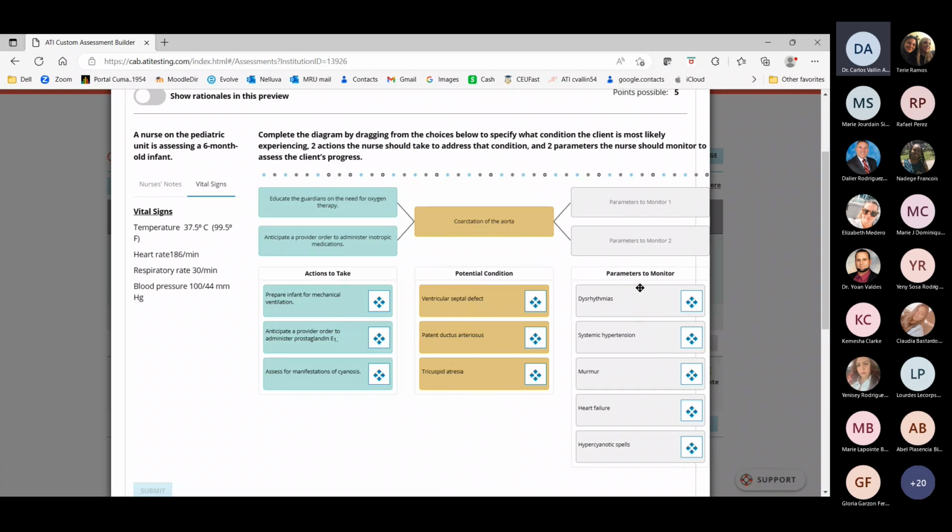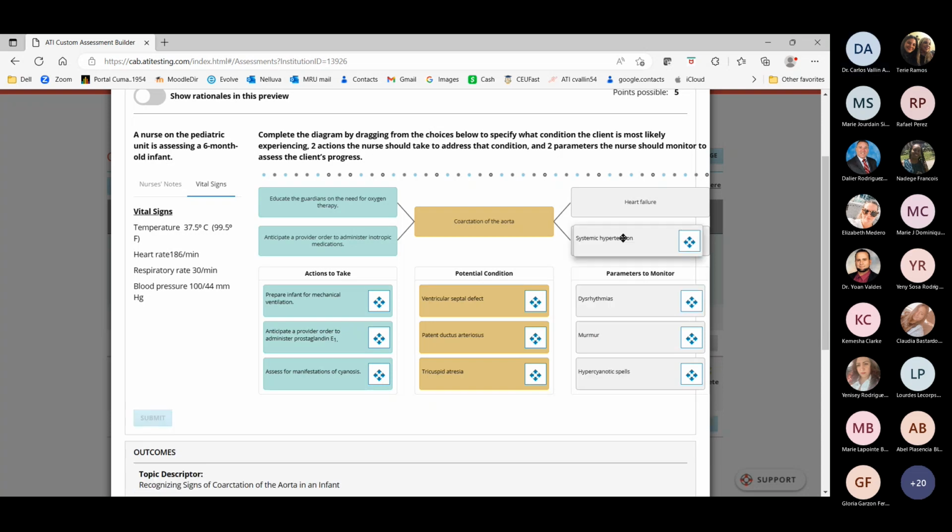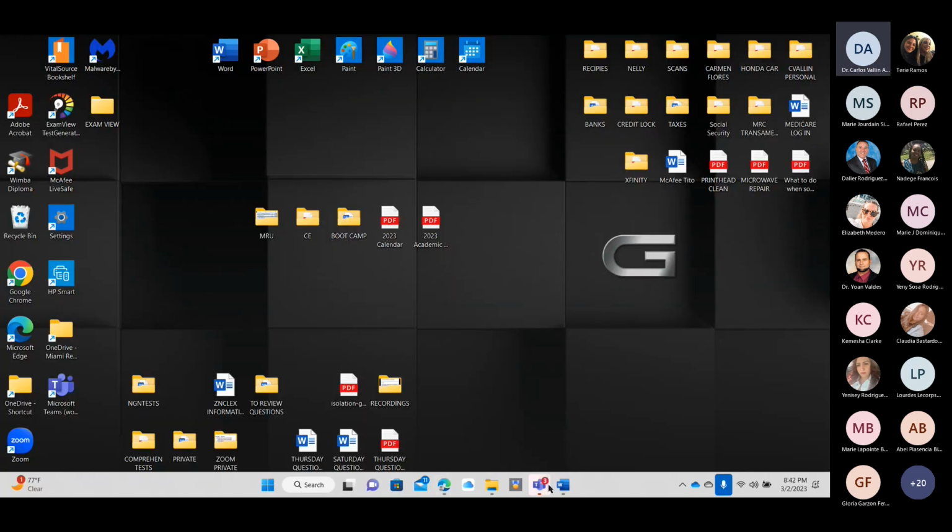Let's see the monitor. Dysrhythmia, maybe. Systemic hypertension, yes. Murmur, no. Heart failure, yes. Hypercyanotic spells, no. Murmur, no. Hypertension, yes. Let's see what they think. Why hypertension? I'm going to explain why hypertension.